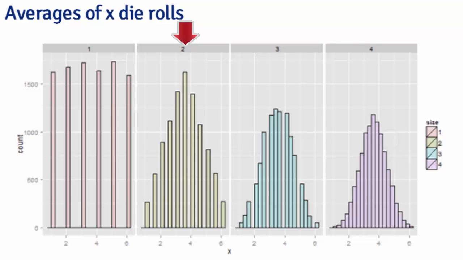Notice it looks more Gaussian, more on that later. Notice that it's more concentrated, more on that later. But also notice, most importantly, it's centered at the same location. The population mean of averages of 2 die rolls is exactly the same as the population mean of die rolls. Then I go on to do 3 and then 4.